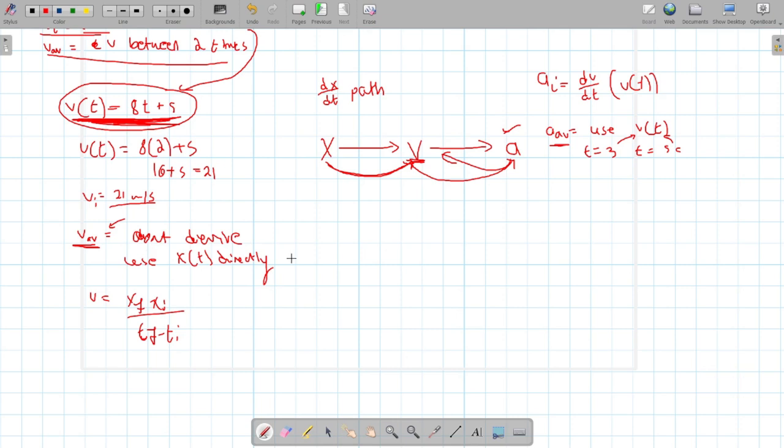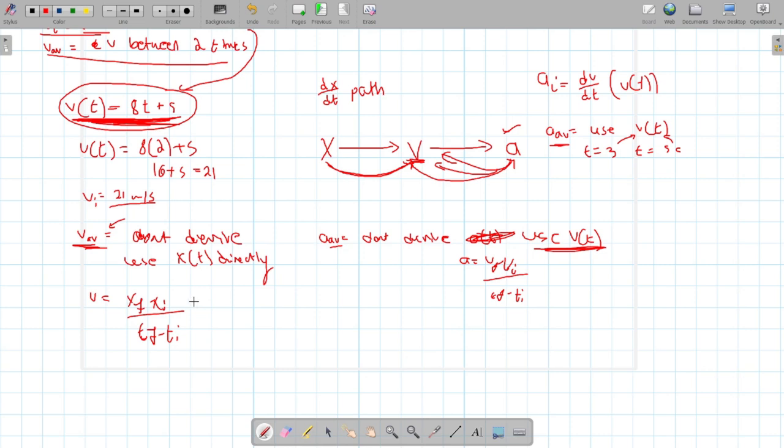The same rule applies for average acceleration. I'm not allowed to derive and find the equation for acceleration. I use the thing that's before acceleration, which is v(t). I have to use v(t) directly. Whenever you're looking for the average, you use the thing that's behind it, because acceleration is v final minus v initial over time final minus time initial. Please remember this, it is very important.